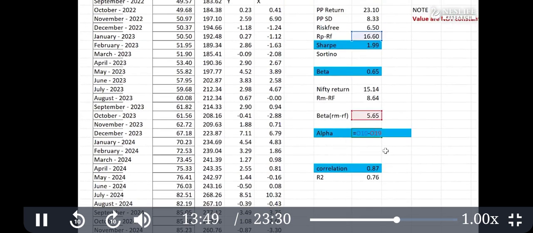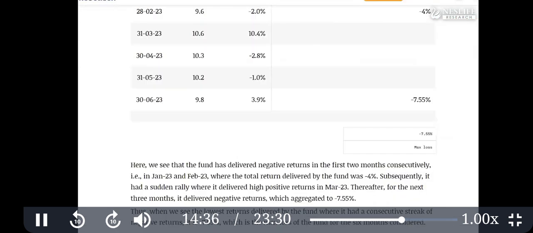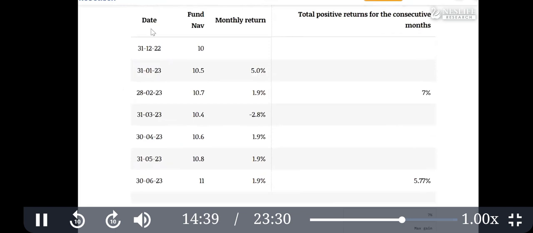Okay, how to calculate alpha? That's what I did here. First step, I calculated beta. Then I already calculated portfolio minus risk-free return. Then next, I calculated market return minus FD return. Then second step, third step, fourth step, this bracket I completed. And then the last step is this bracket, portfolio minus risk free, then minus this entire thing, and it gets alpha. Okay, alpha is 10.96.